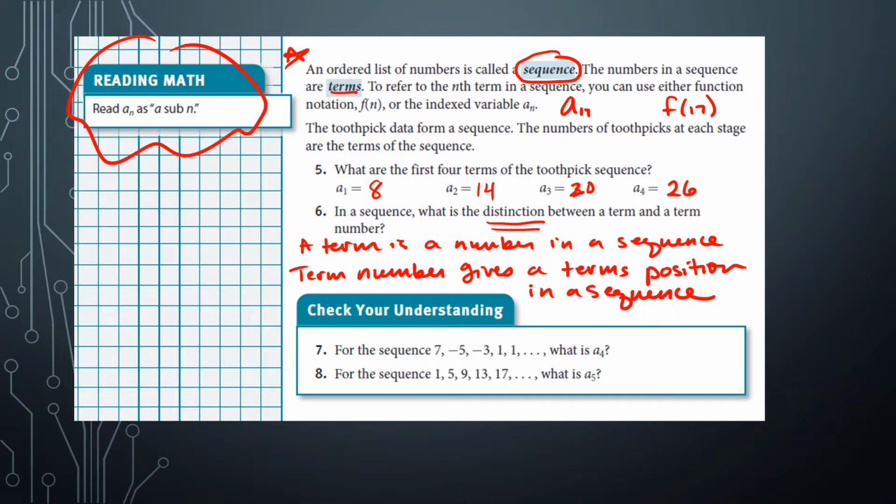So for this sequence on number 7, -7, -5, -3, 1, and 1. What is the fourth term? That's what this says. A sub 4 would be the fourth term. So 1, 2, 3, 4, it would be 1. And what is the fifth term here? 1, 2, 3, 4, 5. A sub 5, or the fifth term, would be 17.